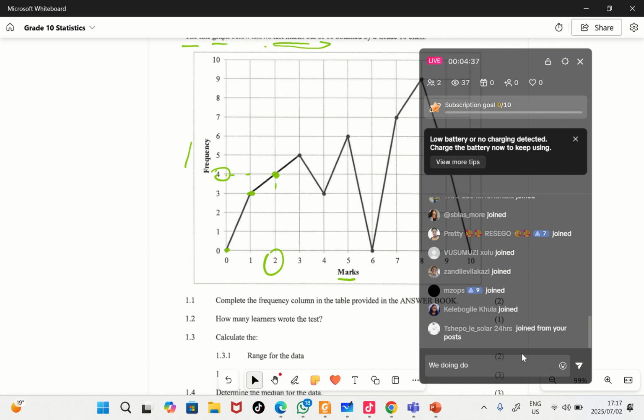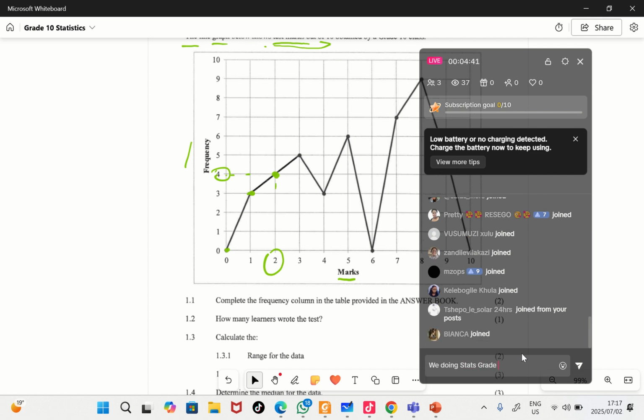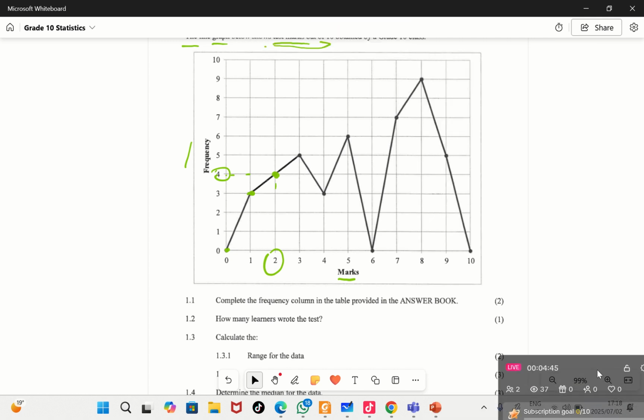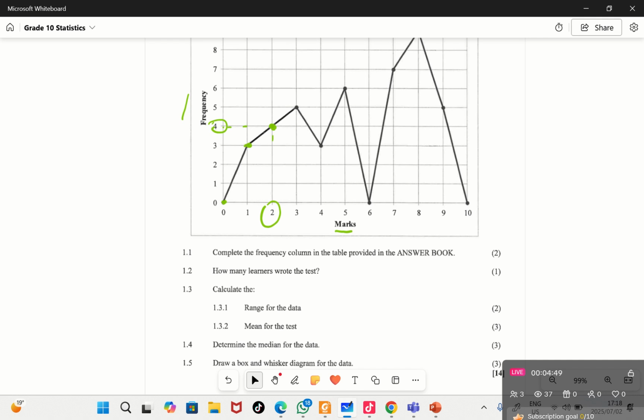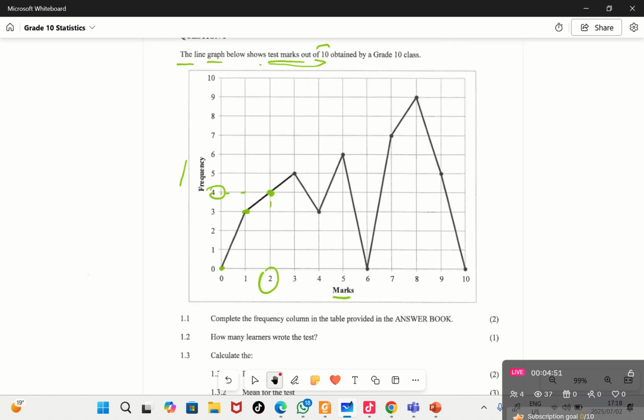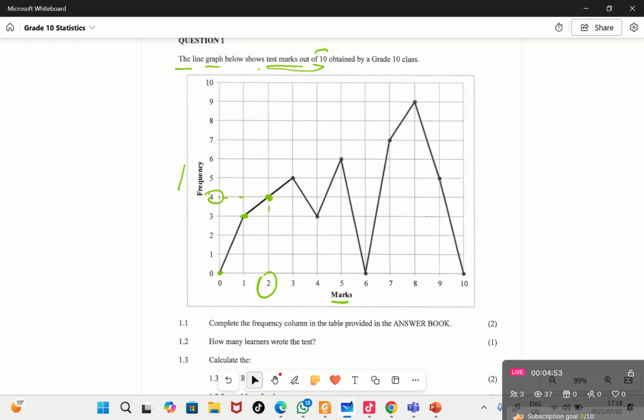So let's see. Let me just quickly type here. Sharp. So now, we understand the data. Let's get into it. Before we get into it, can you guys tell me how many learners are in this class? How would you find the number of learners in the class? How would you find it? This is how you'd find it.